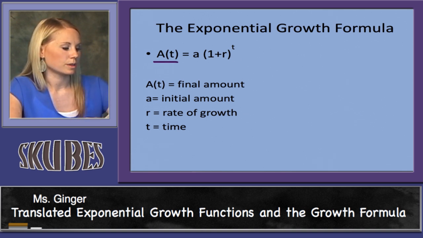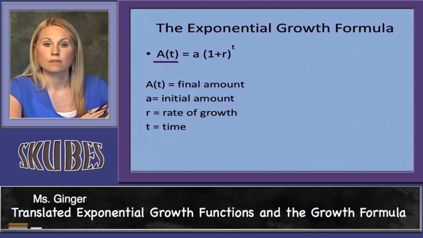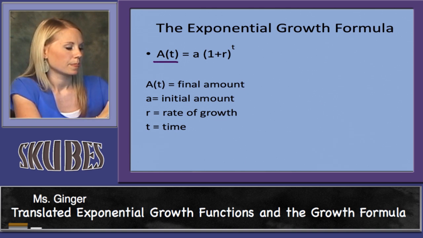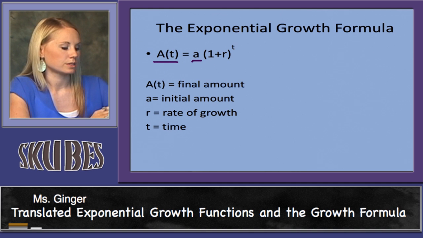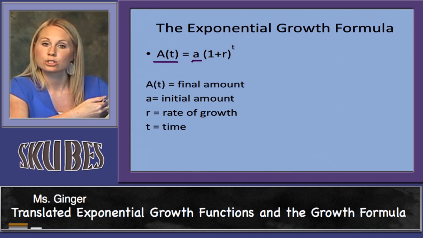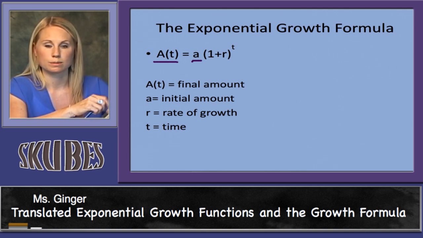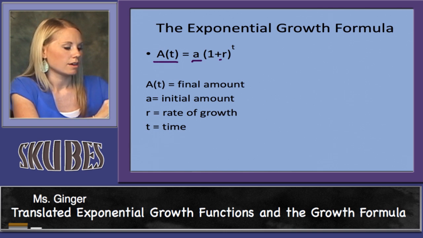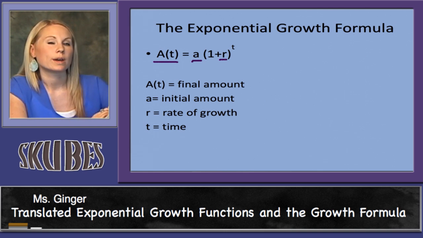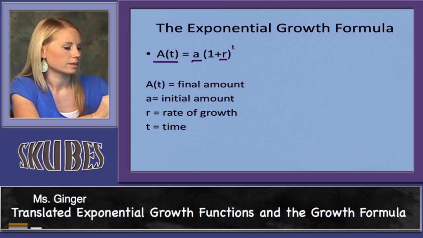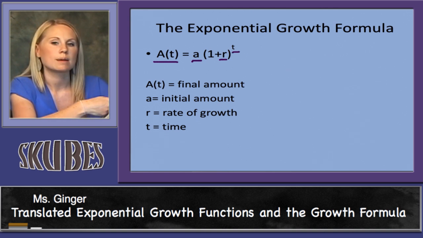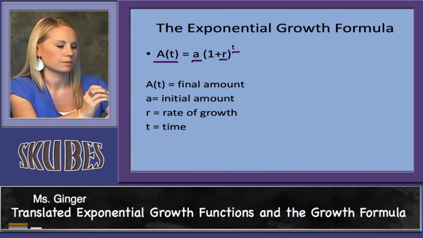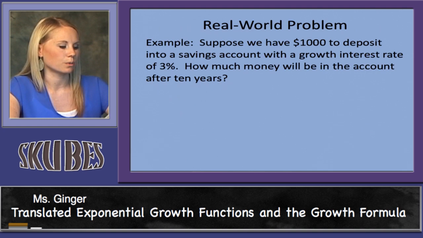Out front in this formula, A of t, that's going to represent your final amount. Little a inside is going to represent your initial amount, or the amount you're starting with before the growth has been applied. The r on the inside is going to be your rate of growth, and then the t is going to represent the time that has elapsed.